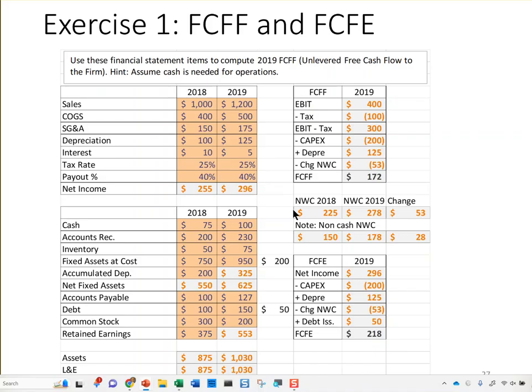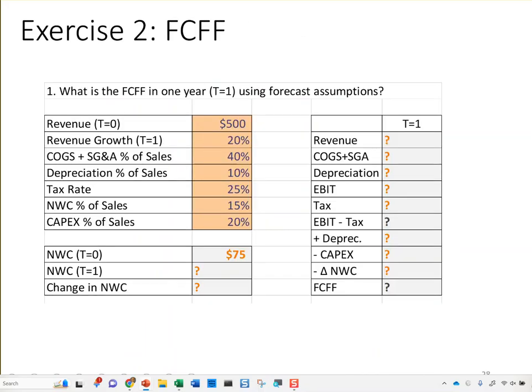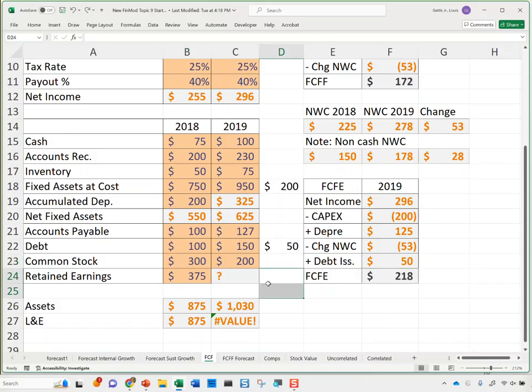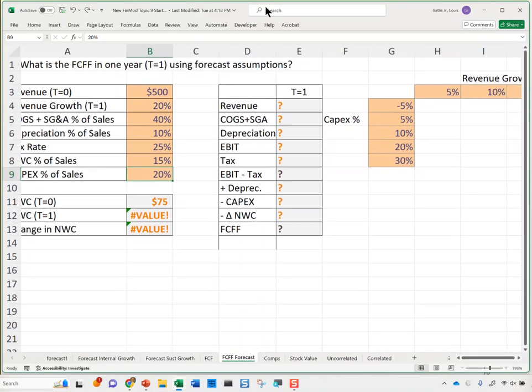FCFF and FCFE. We'll do one more exercise, just a different way of calculating to show you the various ways we do FCFF and FCFE. We'll just do FCFF in this example. So in this one, I have some assumptions here.